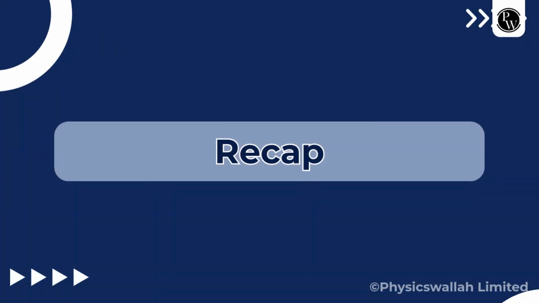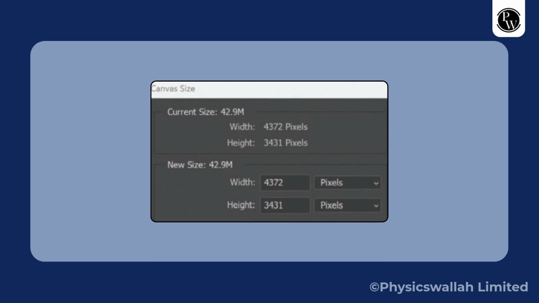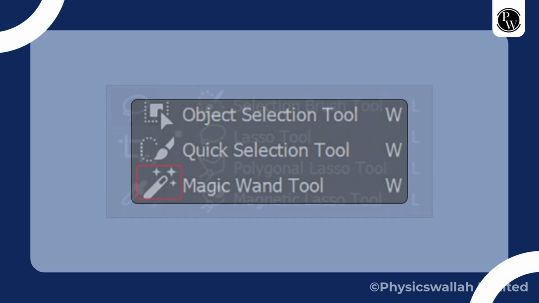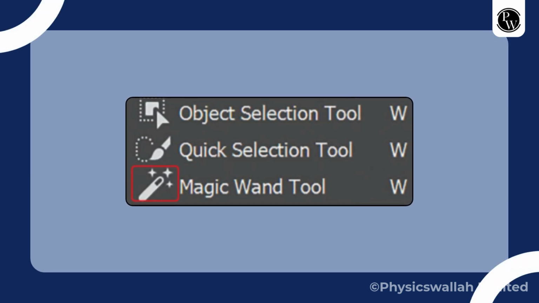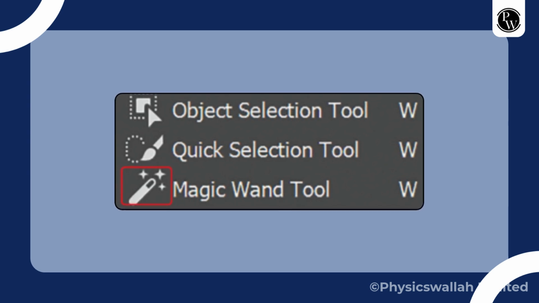Let's do a quick recap. Today, you learned the basics of Photoshop, from opening and resizing images to using powerful tools like the Lasso and Magic Wand. With these skills, you can start editing and enhancing your own photos.